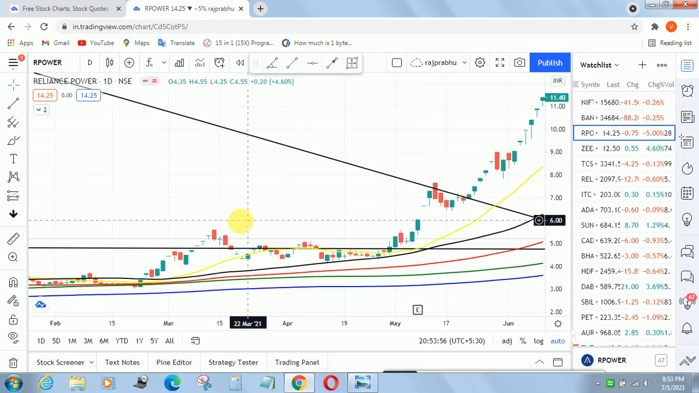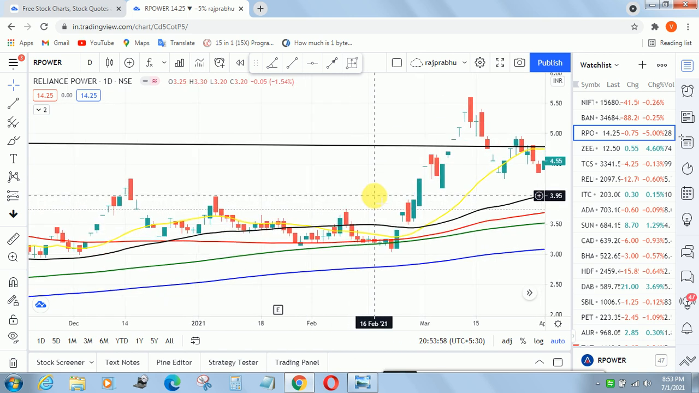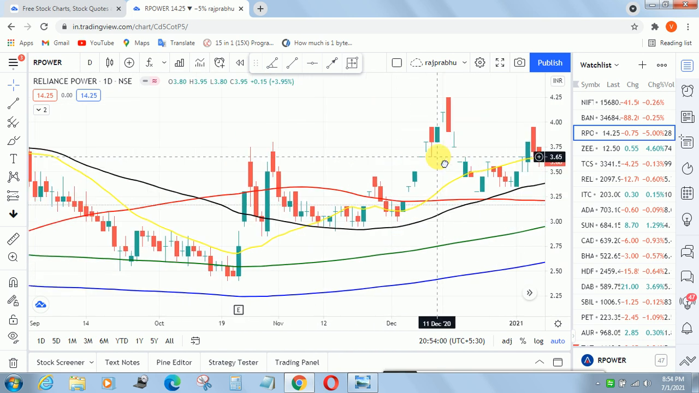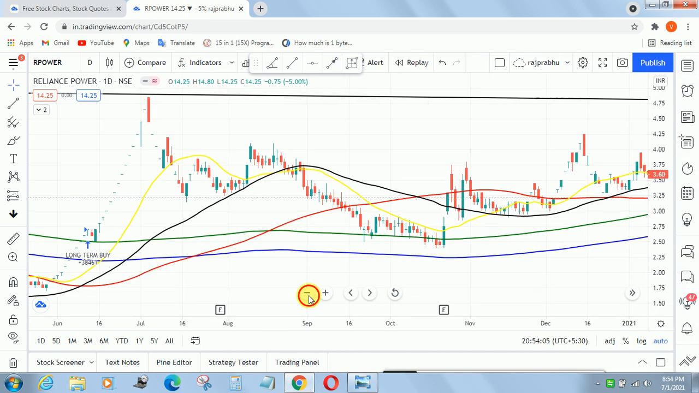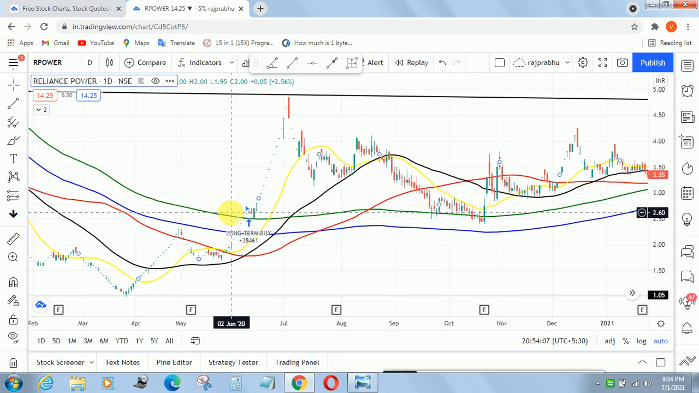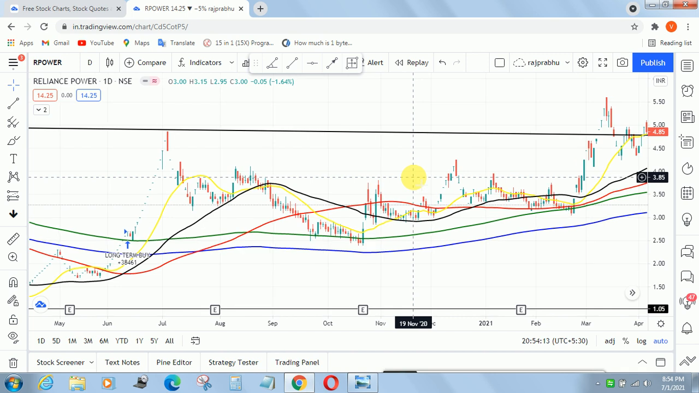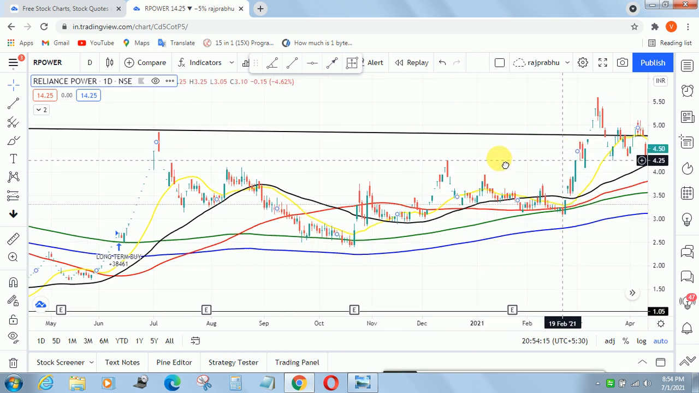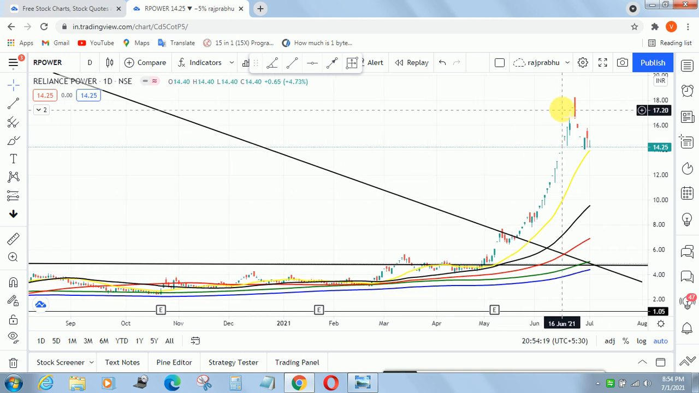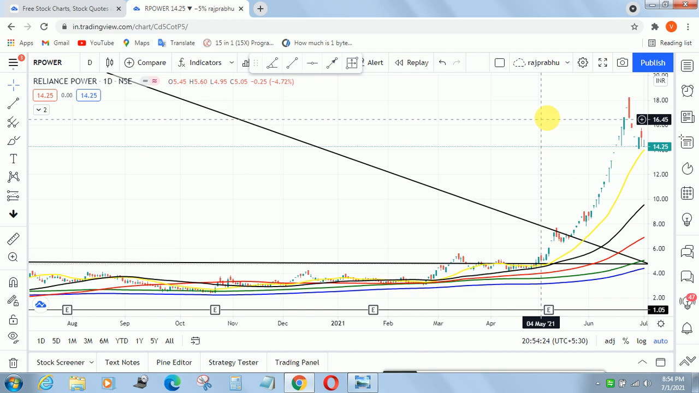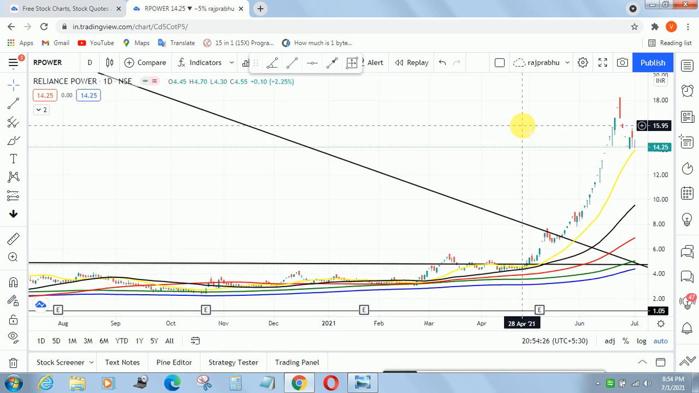See, in the R Power stock daily chart, the signal will be generated from here. See here, the long signal will be generated from here. The price will rise and take support from this level, and the price will again and again take support from this moving average, and finally the price reaches the high right now. It's a very simple indicator, you can use it.